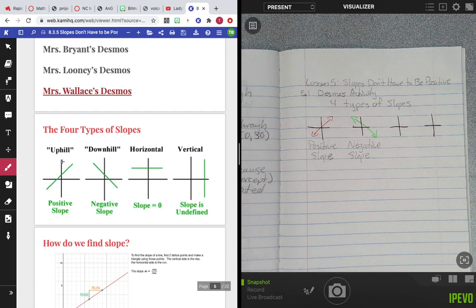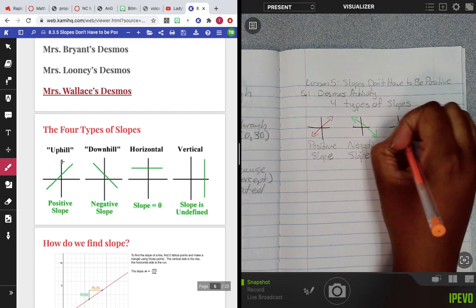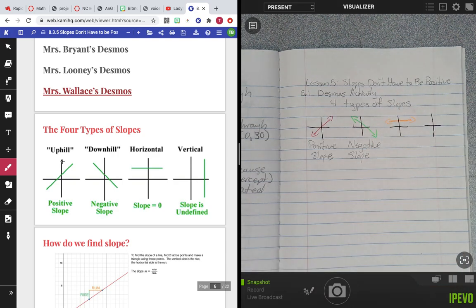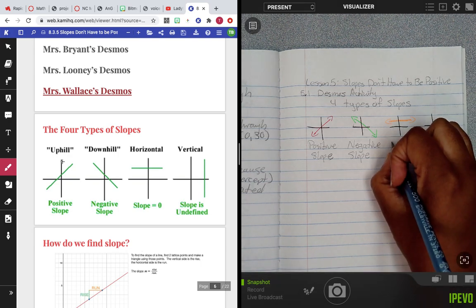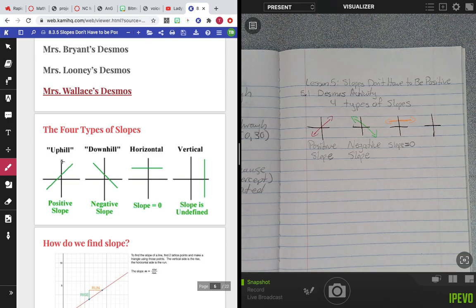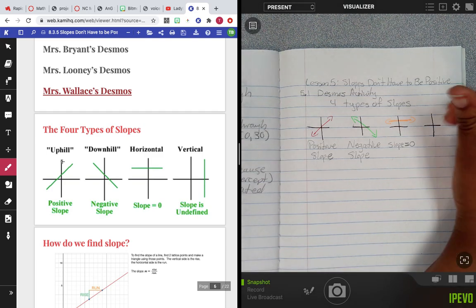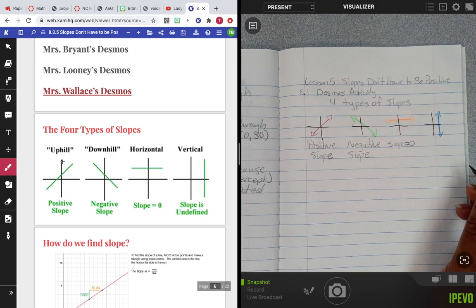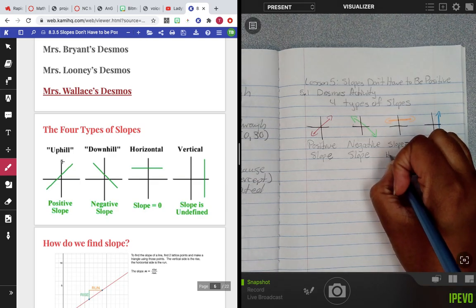Our next type of slope is the slope of a line that is horizontal. And this is known as having a slope that is equal to 0. So if the slope is 0, you're just going to draw a horizontal line. And then our last type of slope that we're going to look at is a vertical slope. I'm sorry, let me write horizontal.